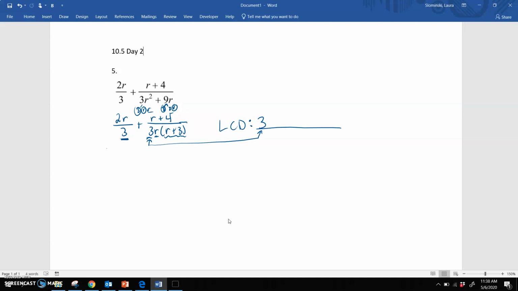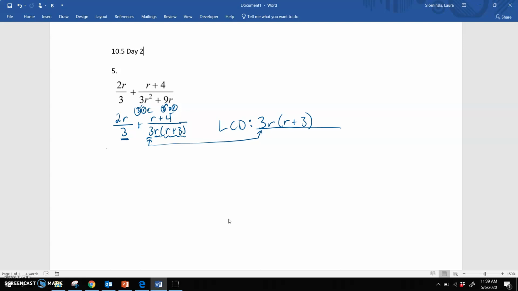Okay? And then I say, is there an r? No, there's not, so I put that there. Is there an r plus 3? No, so I put that in as well. So again, the common mistake would be that you'd have an extra 3 in your least common denominator, so you'd have a 9. But it should just be 3r times r plus 3.